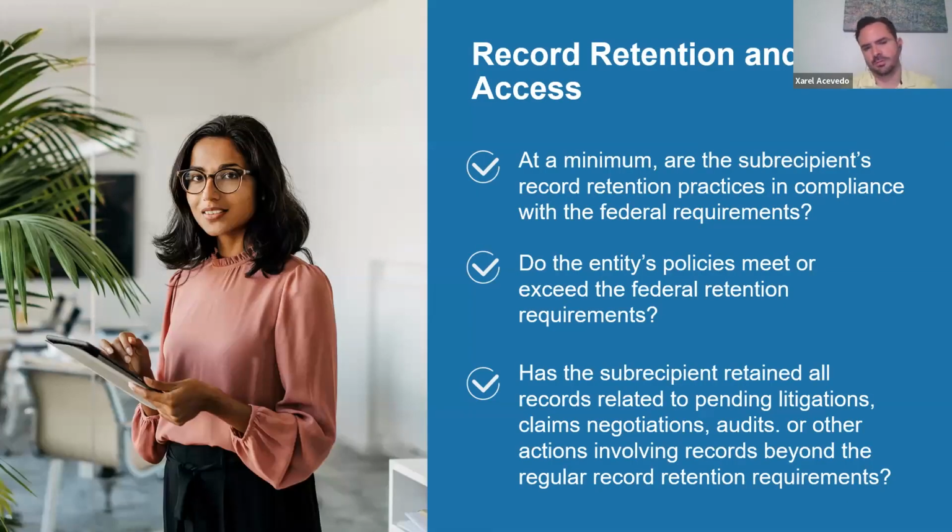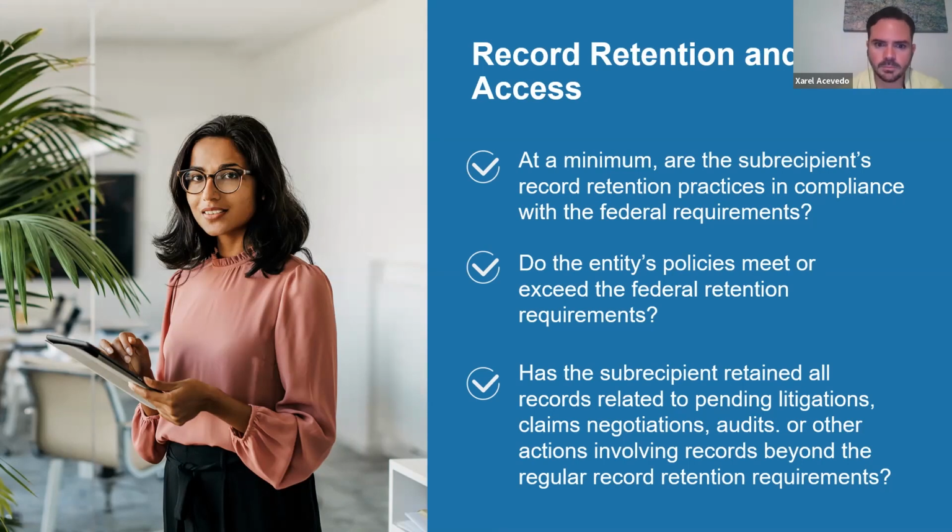All right, and then part of the closeout process: record retention and access. Remember that, at a minimum, the subrecipient's record protection practices must be in compliance with federal requirements. They could be stricter, they could be more detailed, but they have to at a minimum comply with federal requirements. Okay. Do the entity's policies meet or exceed the federal retention requirements? And like I said, they can't be less than them.